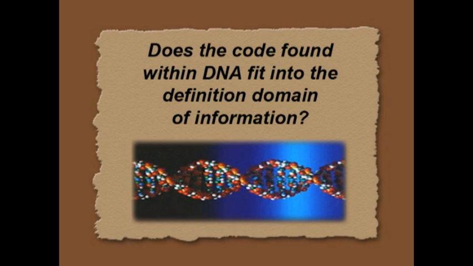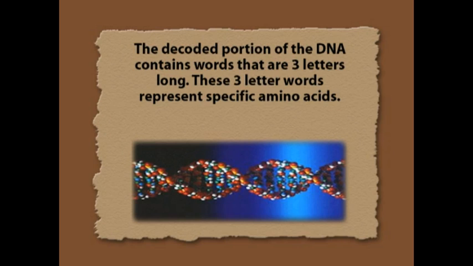Let's have a look to biological systems. Does the code found within DNA fit into the definition domain of information? That is a very important question. The decoded portion of the DNA contains words that are three letters long. Their three letters represent specific amino acids: adenine, thymine, cytosine, and guanine. There are four letters in the genetic code.